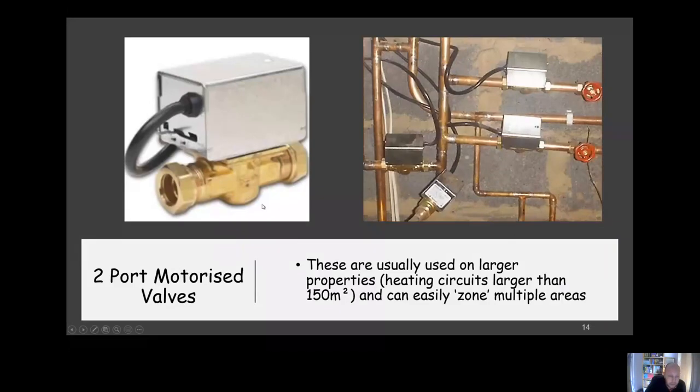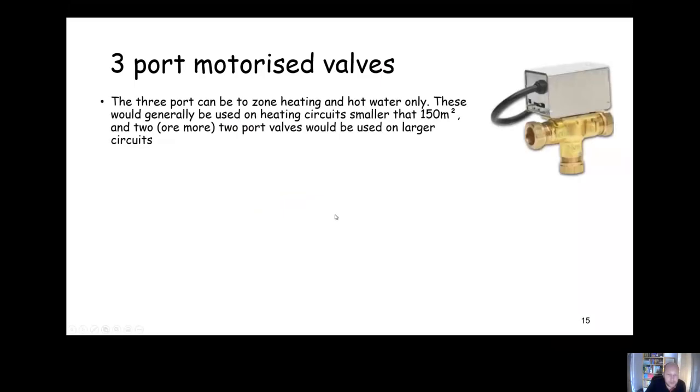As I've said, two-port motorised valves are normally used on larger properties, heating circuits bigger than 150 metres squared, because they can easily zone multiple areas. You can see on here, we've got 1, 2, 3, 4 two-port valves. All of these potentially could be going off to different zones. One could be going off to the hot water cylinder, and these other ones could be going off to different zones, different floors of the property potentially.